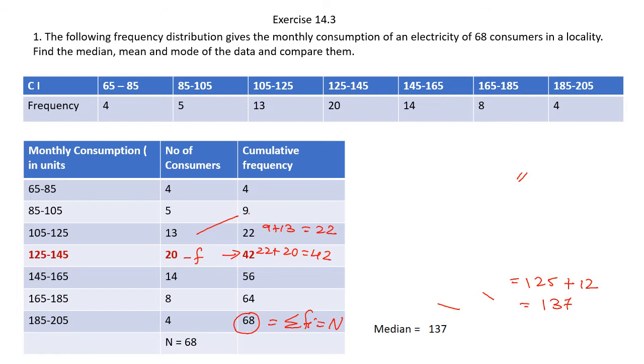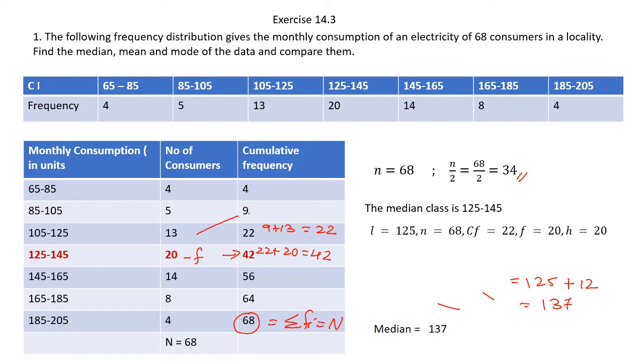After finding CF, our main aim is to locate the median class. For that, we do n upon 2. So n is 68, so n upon 2 is 34. The number which is greater than 34 is 42, so the median class is 125 to 145. 20 is the frequency. CF is that of the preceding class, so CF is 22. N is 68, F is 20. H is the class size, that is upper limit minus lower limit. You can take any class, that is 145 minus 125, which gives 20.